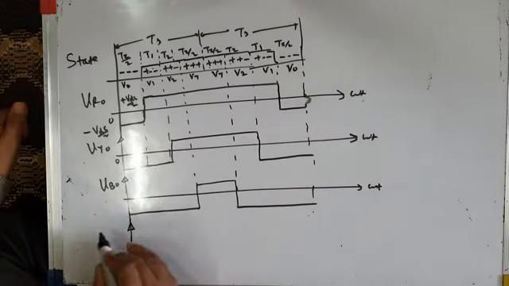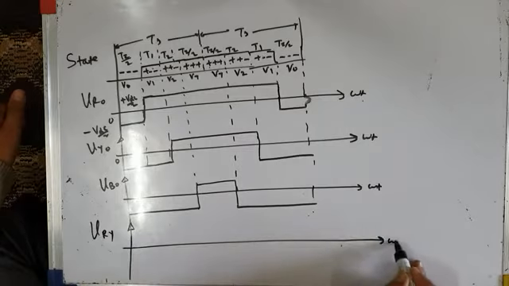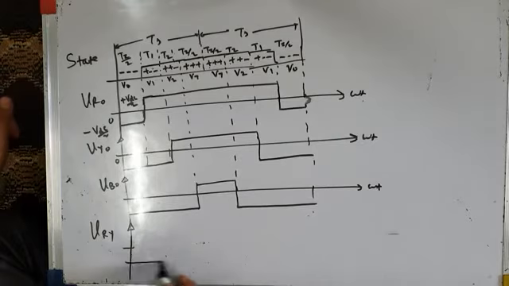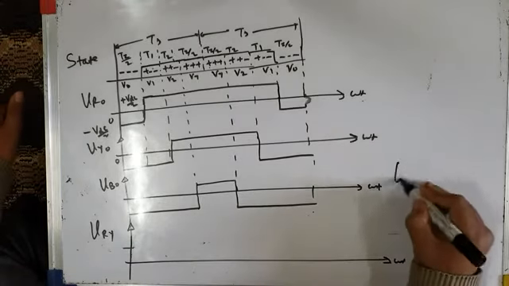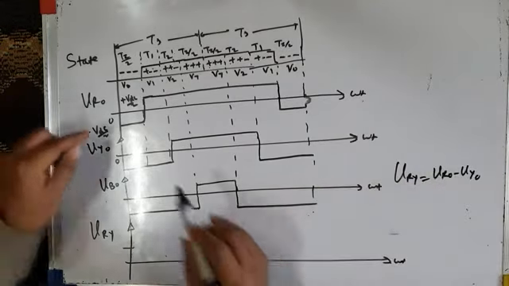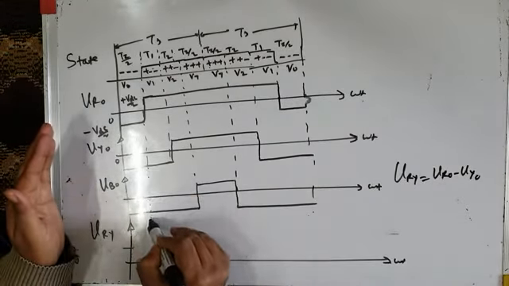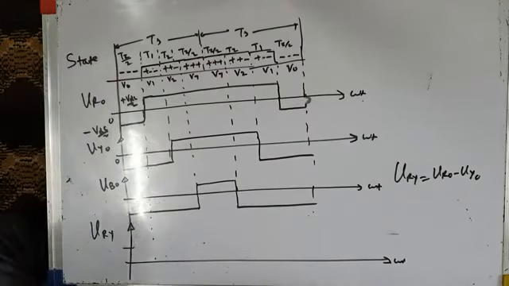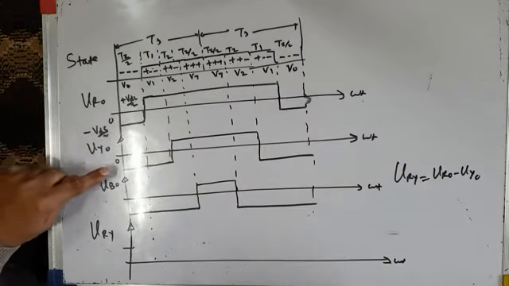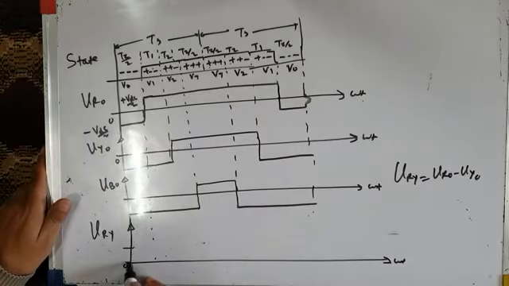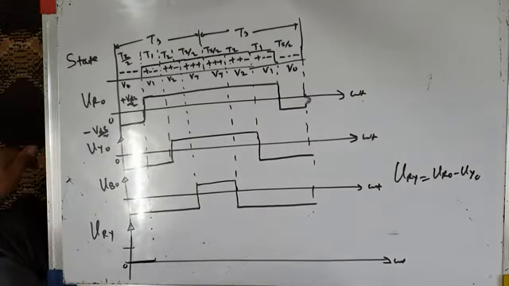From these pole voltages, I can get one of the line voltages, say VRY. Now what is line voltage VRY? That is pole voltage VRO minus pole voltage VYO. In first time interval, when voltage space vector V0 is applied across the load, VRO is minus VDC by 2, VYO is also minus VDC by 2. So minus VDC by 2 plus VDC by 2 is 0. So my line voltage is 0 during this time period.